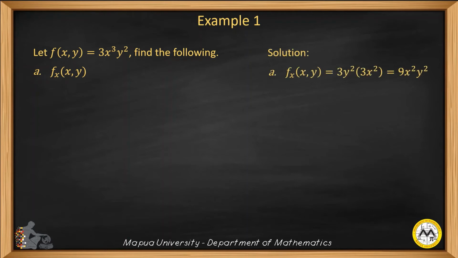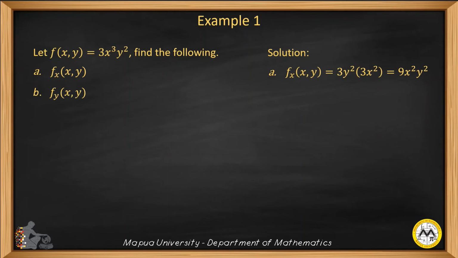What we do is we differentiate this function f with respect to x, holding y squared constant. With 3y squared considered constant, we just multiply this with the derivative of x cubed given by 3x squared, so that the partial derivative of f with respect to x will just be given by 9x squared y squared.